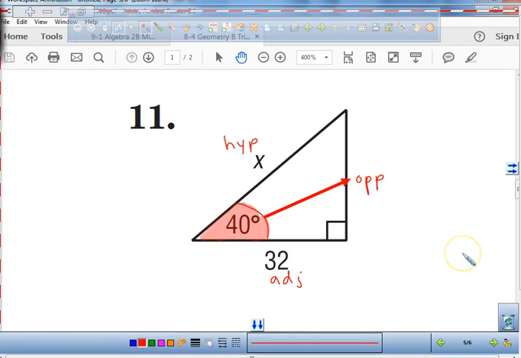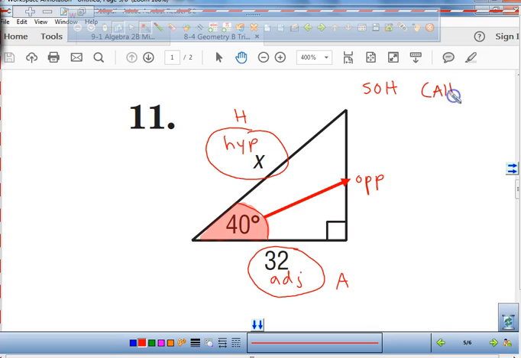So here are the two questions you have to ask yourself. What do I have and what do I need? What do I have? I have the adjacent side. What do I need to find? I need to find my hypotenuse. So this one is dealing with the A. This one's dealing with the H. So I'm going to write TOA. Which one are we going to use? That's right, because that's the relationship of the adjacent to the hypotenuse.